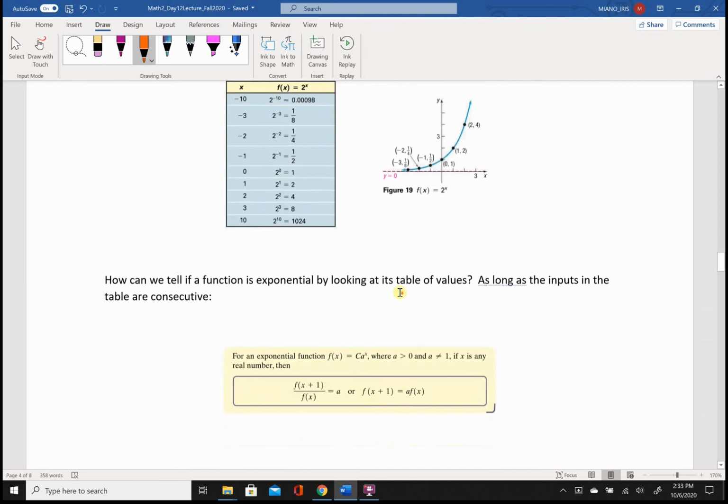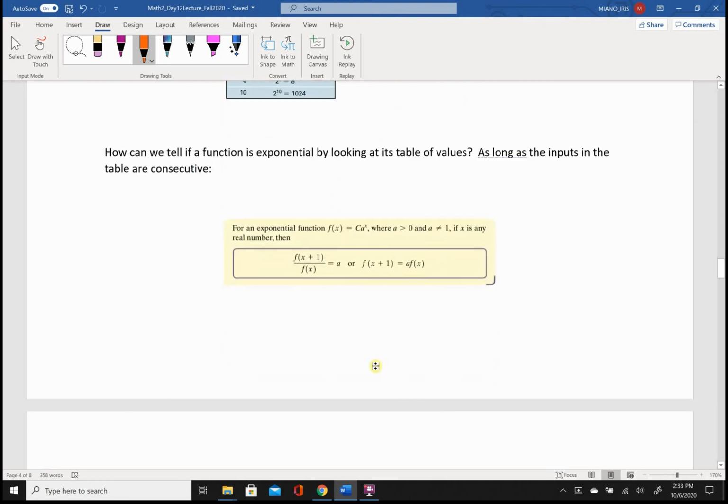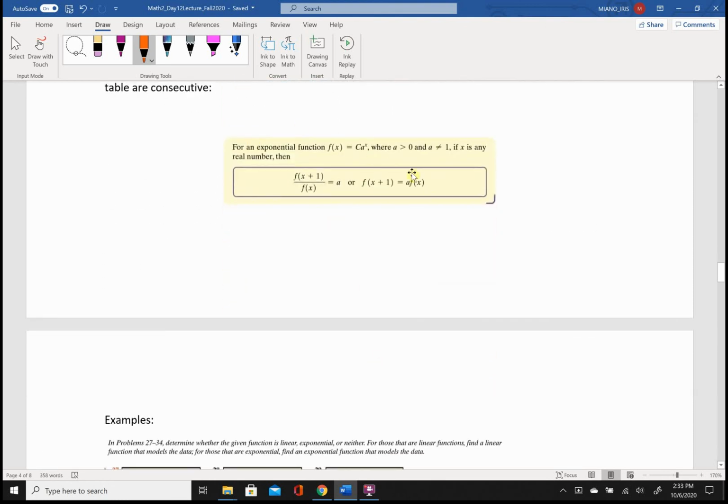So if we are just looking at a table of values, you can actually determine if the function in question is exponential just by looking at its inputs and outputs, as long as you're looking at some consecutive inputs, that is. And therein lies this theorem right here. For an exponential function, f of x equals c times a to the x power, as long as a is positive and not 1, and we have consecutive outputs being put in a ratio, this value a should be constant for any consecutive inputs. The outputs should also have the same ratio.